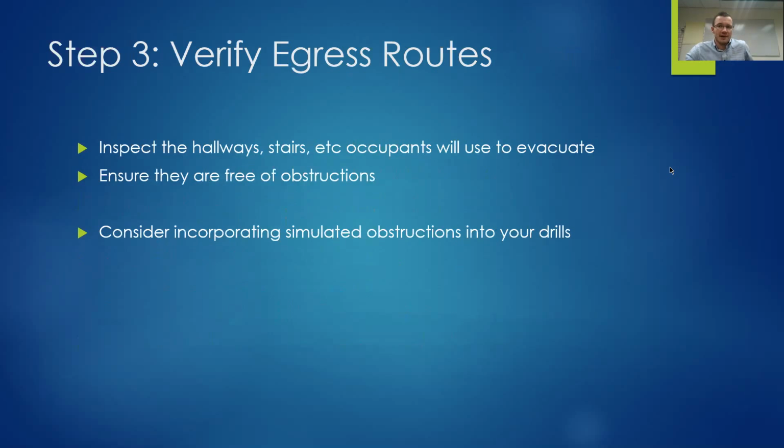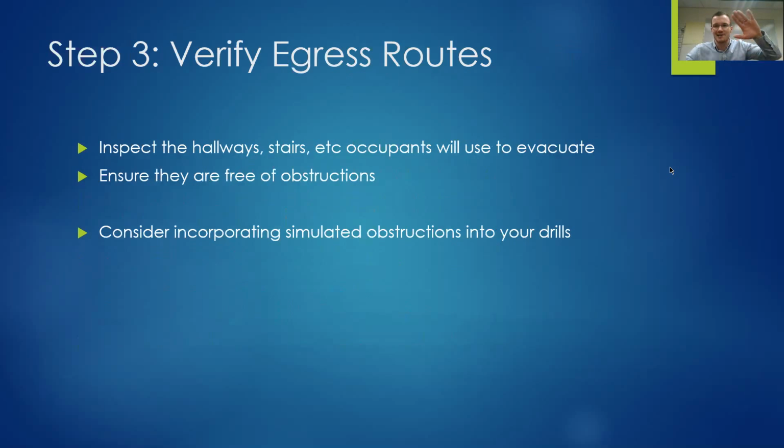So you want to basically walk around your building and make sure that the exit routes that people are going to be using to get out of the building are clear, that there's no obstructions, that there's not boxes or something piled in the way. You can also consider incorporating simulated obstructions into your drill.